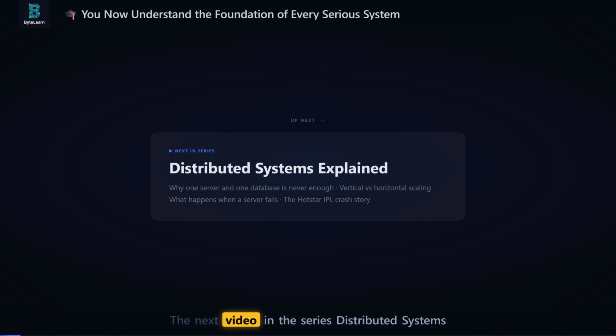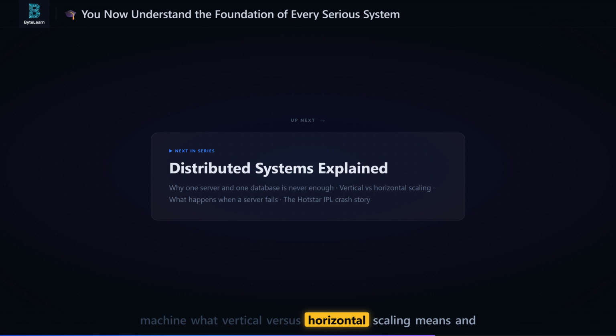The next video in the series, Distributed Systems Explained. We just learned that one server handles client-server architecture and one database stores the data. But for Hotstar to stream to 50 million simultaneous viewers, one server is not nearly enough. One database is not nearly enough. The next video covers why, how you scale beyond one machine, what vertical versus horizontal scaling means, and what happens when things fail, as they always do at scale.